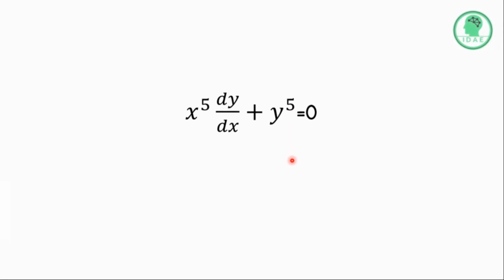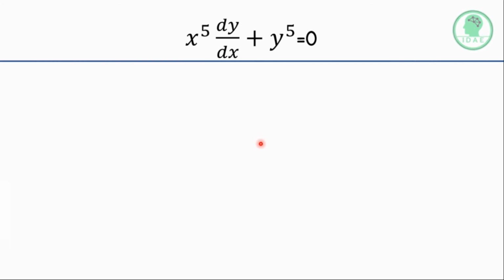Now, to solve those types of equations, we first need to get rid of the y to the fifth factor here. And we're doing this by just pulling the y to the fifth to that side, or subtracting y to the fifth from both sides. Right? We'll get this equation right over here. We get x to the fifth dy/dx equals negative y to the fifth.